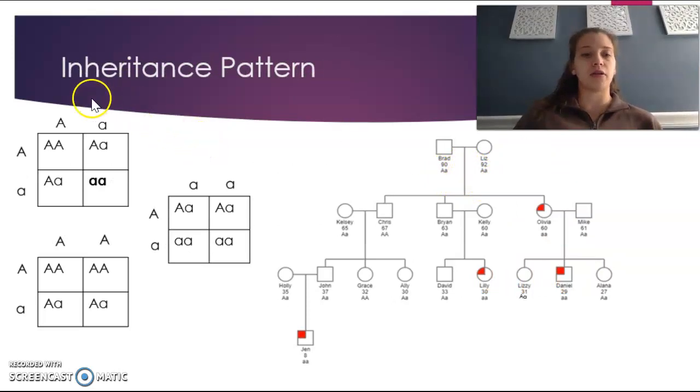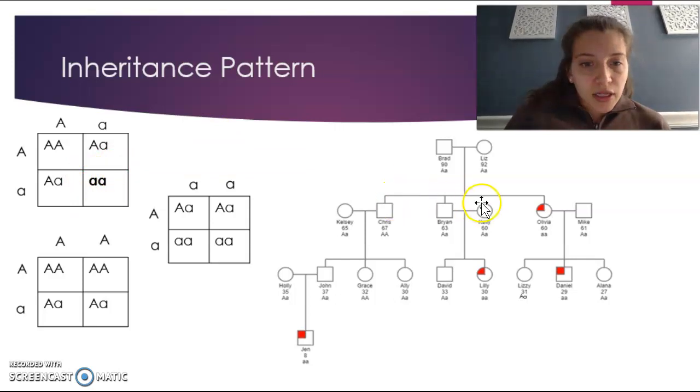So we will look over here at this Punnett square that has both of their genotypes. Big A, little a, big A, little a, and we see that there's a 25% chance that one child will have cystic fibrosis. So they have Chris and Brian and Olivia.